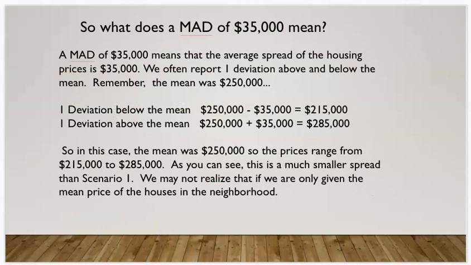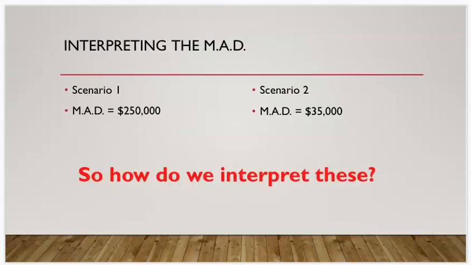So what does a MAD of $35,000 mean? A MAD of $35,000 means that the average spread of the housing prices is $35,000. Again, we often report that one deviation above and below the mean is typical. So if we do one deviation below the mean, we get $215,000. If we do one deviation above the mean, we get $285,000. So in this case, you can see the price range is much, much closer together. A mean absolute deviation of $35,000 gives us a better picture of scenario 2.